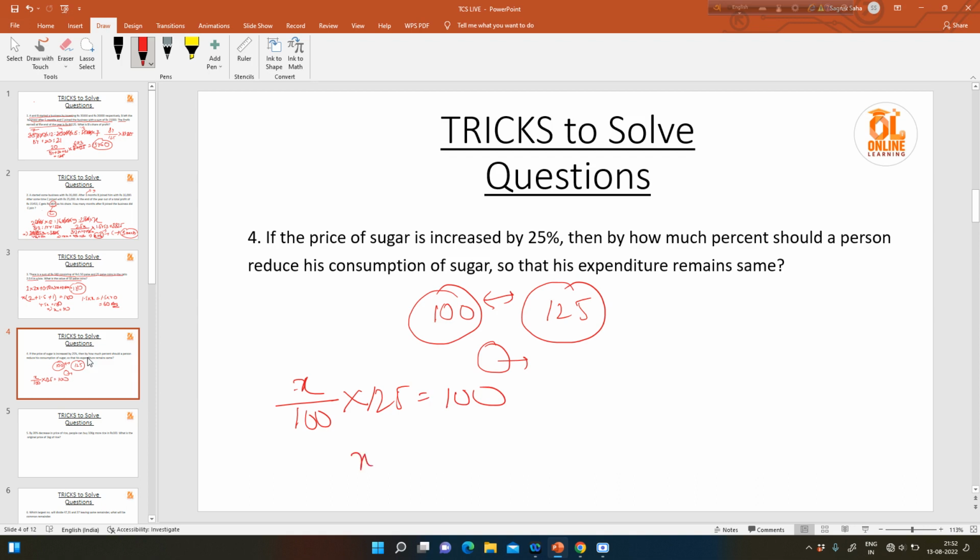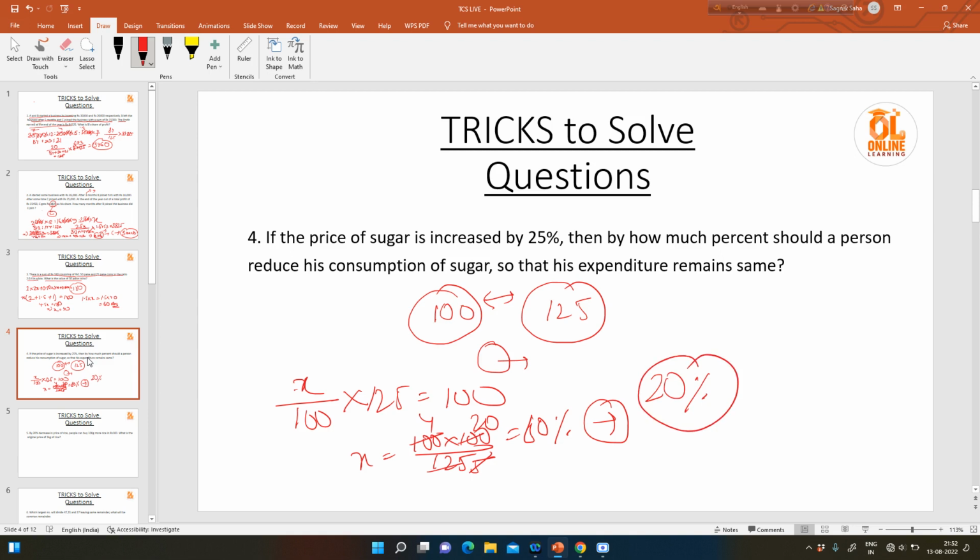If we solve it, x is equal to 100 into 100 by 125. So 25 fours are 100, 25 fives are 125, so 100 is 80% of 125. So if the person has to limit his expenditure to 100 rupees only, he has to reduce the consumption by 20%, because 100 minus 20% is 80%. Easy, right? So you have to find it like this.